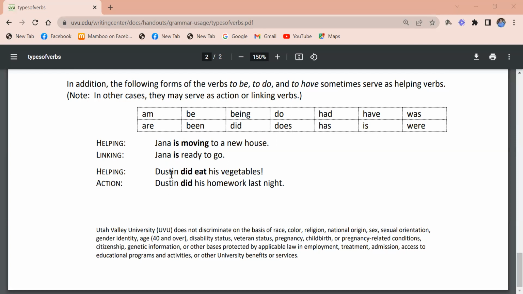Another is Dustin did eat. If we're going to use this, did eat, base form from the verb pa rin, his vegetables. Dustin did his homework last night.